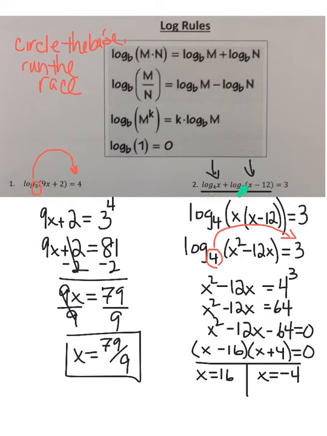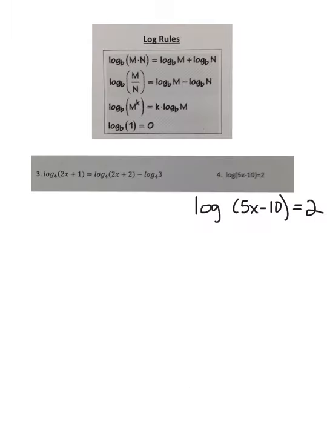Also, if I were to put -4 here, that would give me -16. Okay, so it doesn't work there either. But it only has to not work in one spot, okay? But it happens to not work in two. So your final answer is x equals 16.